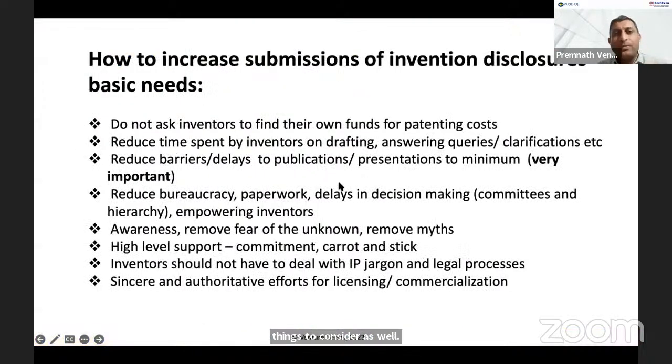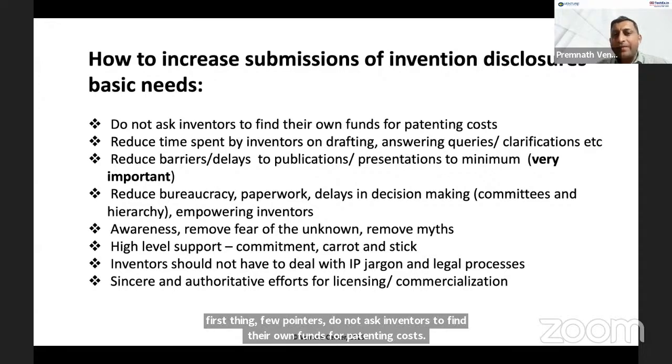The final slide I'm going to talk briefly about is just about how to increase your submissions if you're running a patent office, right? If you're running an IP office in your institution, this will be one of your key metrics, number of invention disclosures and number of patents filed. So first thing, a few pointers. Do not ask inventors to find their own funds for patenting costs. If you do that, that itself creates a barrier.